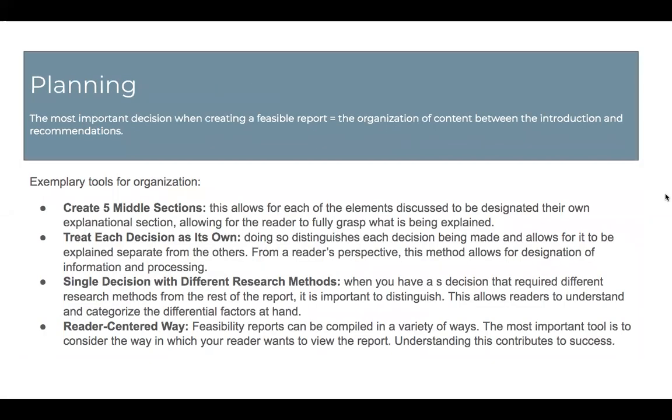Planning. The most important decision when creating a feasibility report is going to be the organization of content between the introduction and the recommendations. So essentially, we kind of go back to the burger feature of this from elementary school. There are exemplary tools for organization, and obviously everybody has their own, but here are a few to note. You want to have 5 middle sections, because this allows for each of the elements discussed to be designated their own explanation section, which in turn allows for your reader to fully grasp what you're explaining.